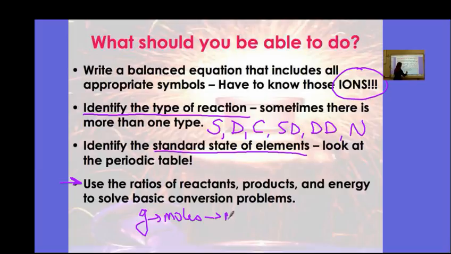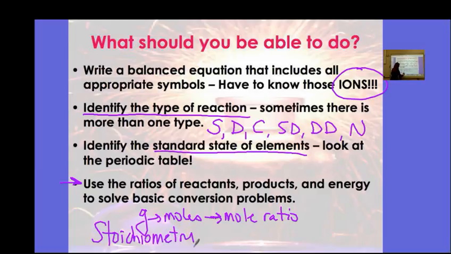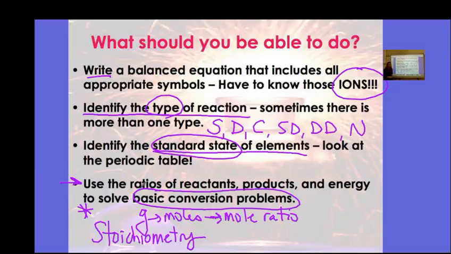So grams to moles, use the mole ratio. This right here is called stoichiometry. We're going to take this to one more level next unit when we talk about limiting reactants and percent yield. But for now, writing a balanced equation, balancing the actual equation, listing the type of reaction, the standard states, and mole conversions is what the Unit 7 test will be on.